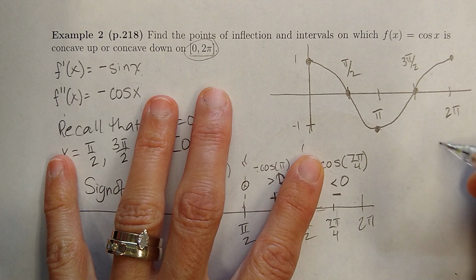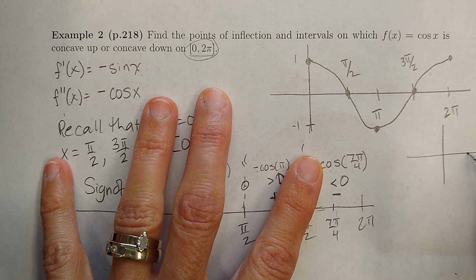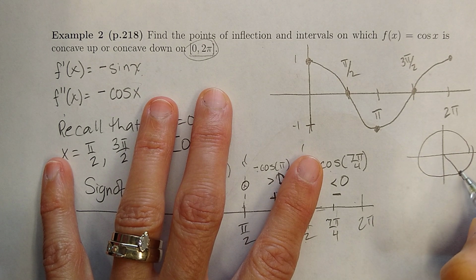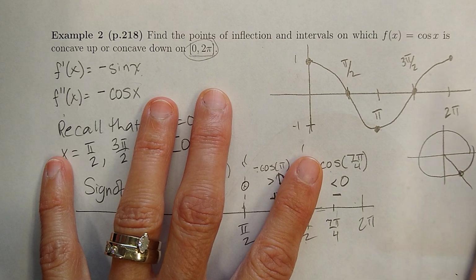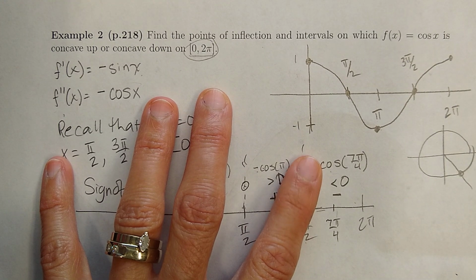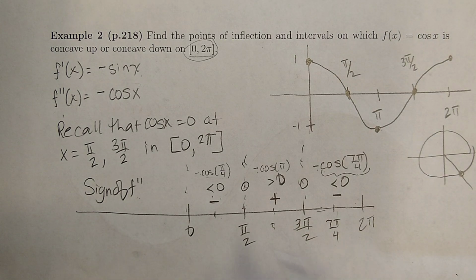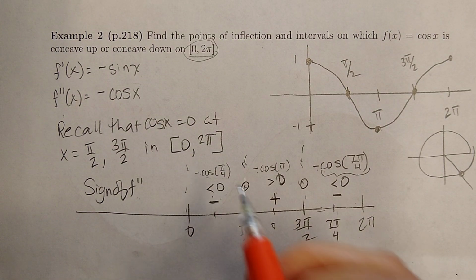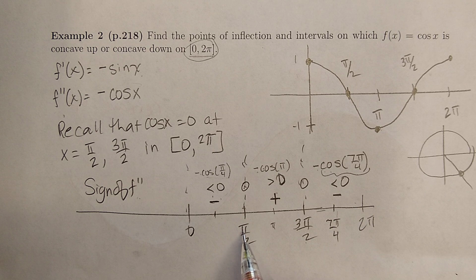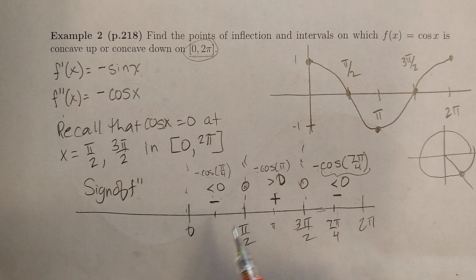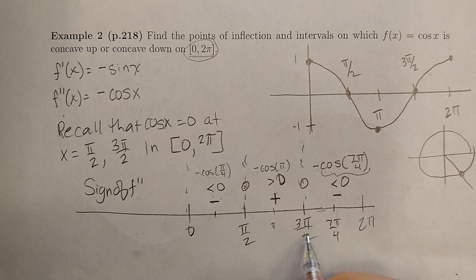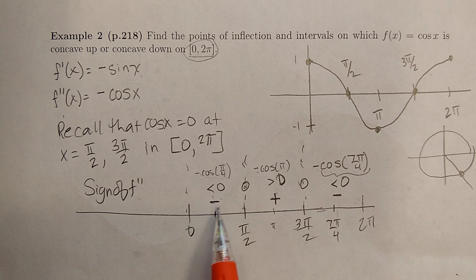The reason I'm not reaching for a calculator is I'm thinking unit circle. I know 7 pi over 4 is over here. Cosine is positive in quadrant 4 because it's the first coordinate on the unit circle. And so this is a positive number, and then I hit it with a negative sign. So I've got my points where my second derivative is equal to 0, at pi over 2 and at 3 pi over 2 for my x coordinates, and then I've got concavity changes.